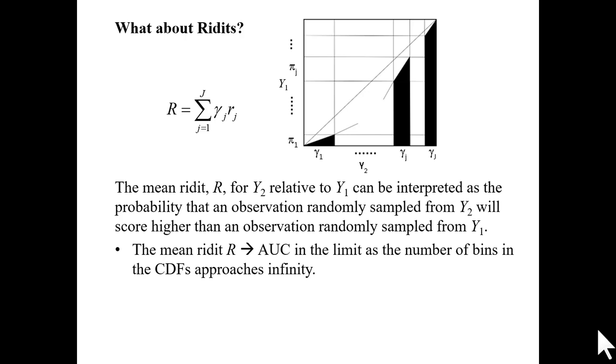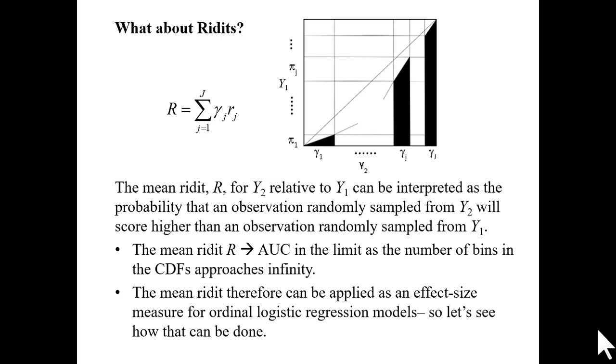The mean ridit, R, approaches the AUC in the limit as the scale becomes more fine-grained, so as the number of bins in CDFs approaches infinity. The mean ridit, therefore, can be applied as an effect size measure for any discrete quantitative or ordinal variable, and in particular, it can be applied to ordinal logistic regression models. So let's see how that can be done.